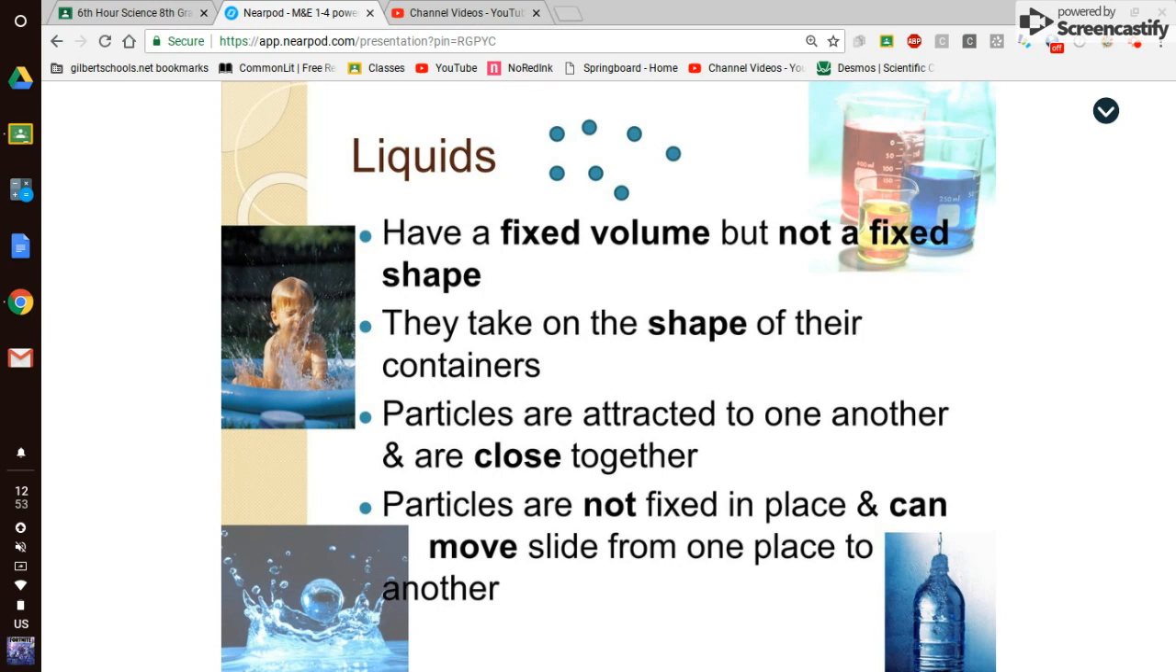All right, so liquids compared to solids, they're more spaced out. They can slide past each other. Fixed volume, yes. Fixed shape, no. They take on the shape of whatever container they're in.